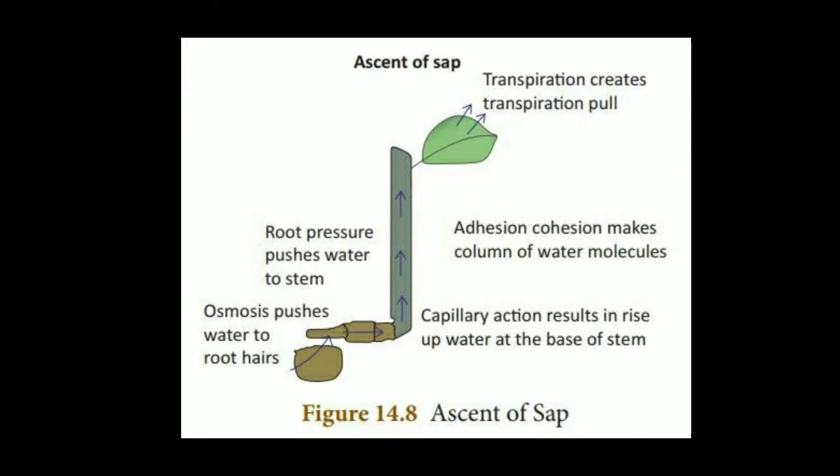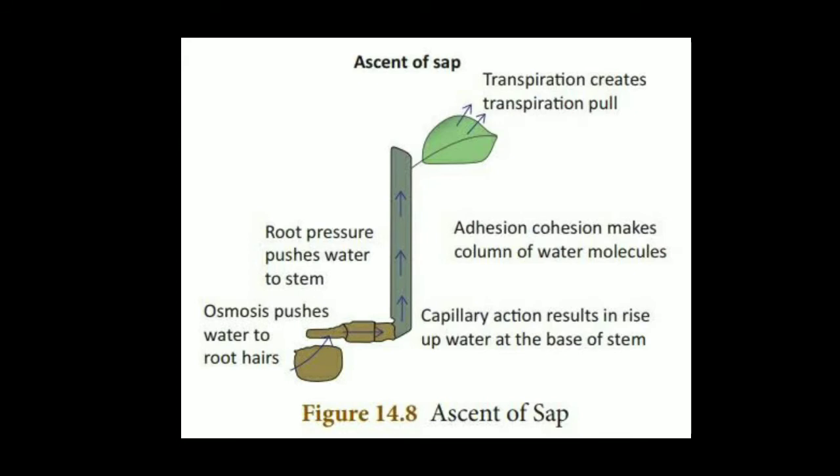Transpiration is the formation of water vapor, or when the sunlight falls on the leaves, it is the evaporation of water through the leaves. So it is creating a transpiration pull, whereas down below, osmosis is pushing water into root hairs, and there is a root pressure which is developed and is pushing the water towards the top of the column of the plant.